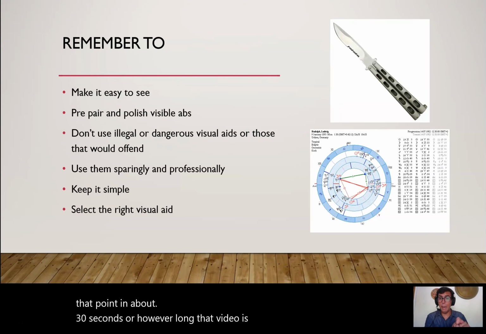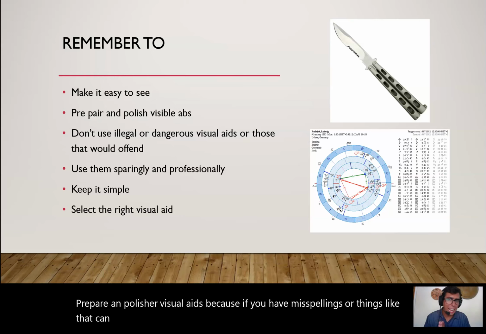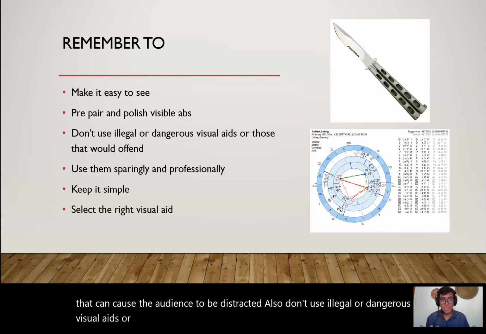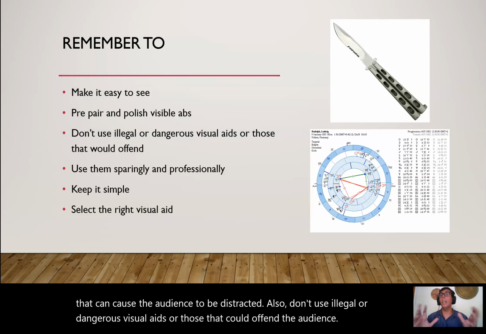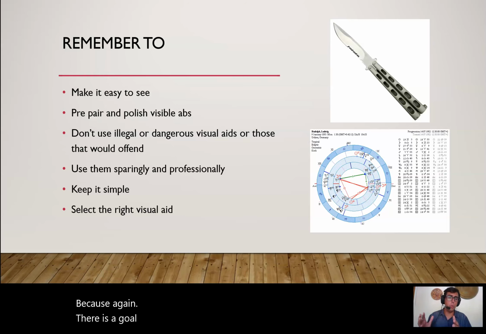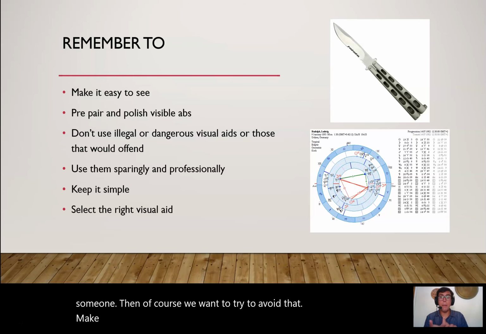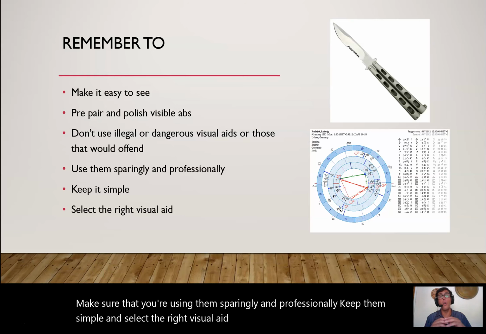So remember to make it easy to see, prepare and polish your visual aids, because if you have misspellings or things like that, that can cause the audience to be distracted. Also, don't use illegal or dangerous visual aids or those that could offend the audience, because again, there is a goal orientation here, and if a visual aid is going to distract or offend someone, then of course we want to try to avoid that. Make sure that you're using them sparingly and professionally. Keep them simple and select the right visual aid for the right situation.